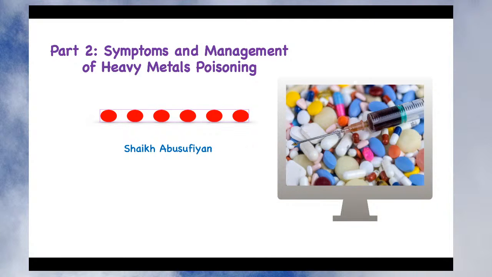Today we'll study part 2, that is symptom and management of heavy metal poisoning. So before going ahead, let's quickly see what we have studied in part 1 of this chapter. In part 1, we have studied symptom and management of lead poisoning. Out of different heavy metals, in part 1 we studied lead and saw how it produces acute and chronic toxicity and how we can manage the treatment of lead poisoning.